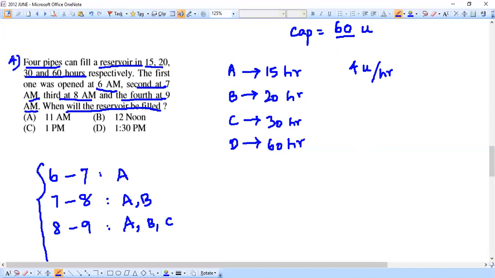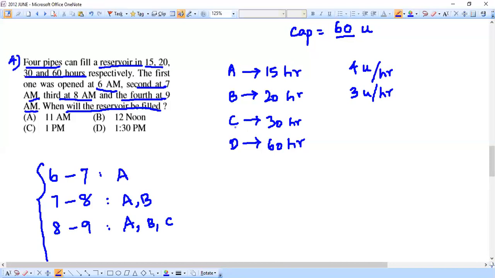Now come here, B. The second pipe B takes 20 hours to fill the same 60 units. Now for B, how many units per hour can we have? B can fill the same 60 units in 20 hours. So 60 by 20 will give us 3. So B's efficiency is 3 units per hour. Do you understand this? Because if B can fill 3 units in 1 hour, it will take 20 hours to fill the 60 units, because 3 into 20 gives 60.